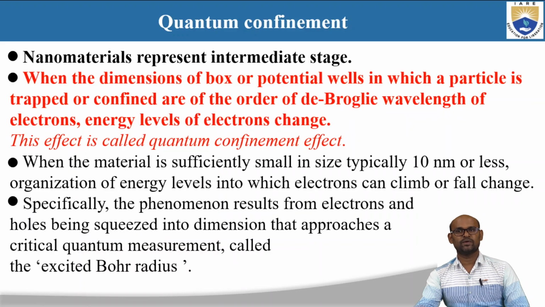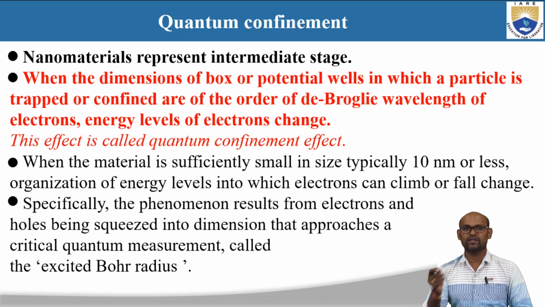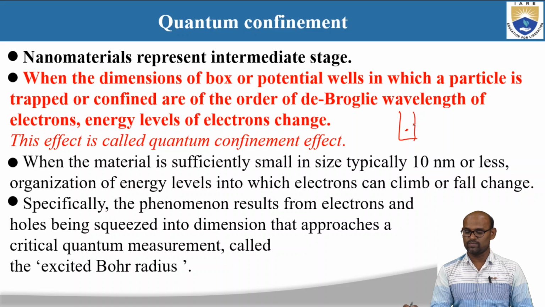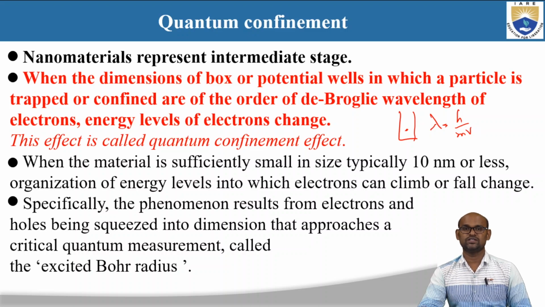So nanomaterials represent an intermediate state, when the dimensions of the box or potential well in which a particle is trapped or confined are of the order of the de Broglie length of electrons. If the dimensions of this potential well are of the order of the de Broglie wavelength, lambda equal to h by mv, then the energy levels of electrons will change, and this effect is called the quantum confinement effect.